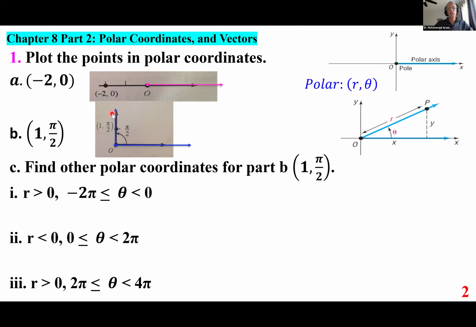Find other polar coordinates for part B, reminding everybody that in the case of a polar coordinate, we have infinitely many solutions, and therefore we can add 2k pi, or we can subtract from it. If you want a negative r, you can put that as well. In this case, we want to go from -2 pi to 0. All you have to do is subtract 2 pi. Gives us -3 pi over 2. In this case, we want r to be negative, so just add a pi.